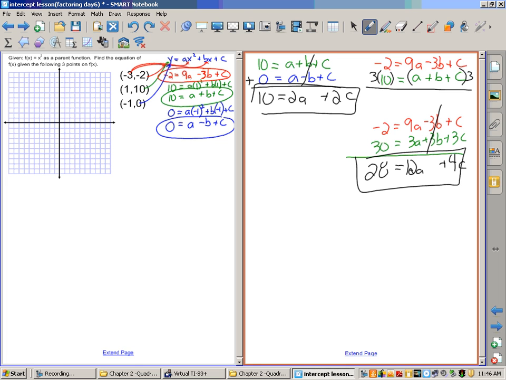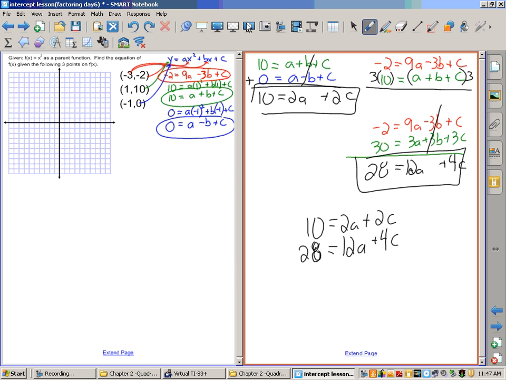Okay, so I'm going to take this 10 equals 2A plus 2C, and I'm going to take this 28 equals 12A plus 4C. And what variable would you like to eliminate this time? C. You guys all agree C this time? Okay, C's the easiest. I think it is too.